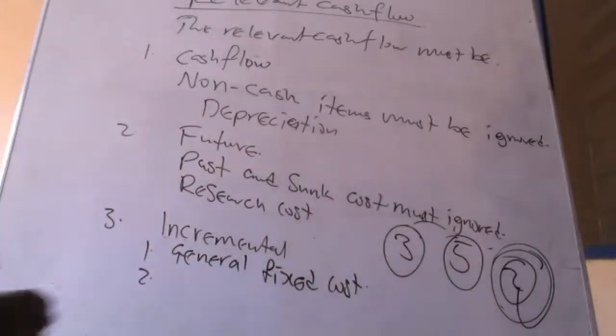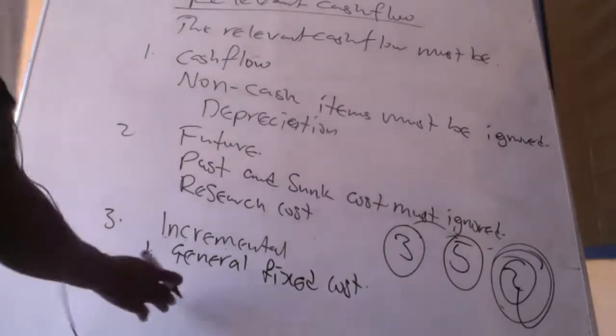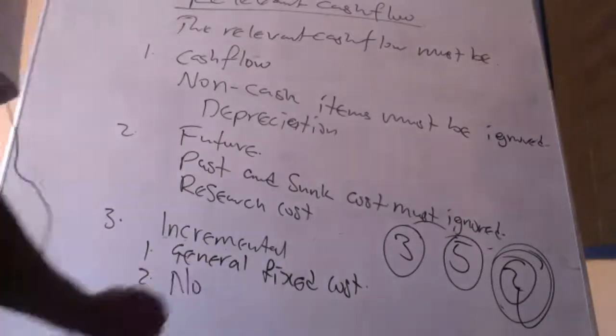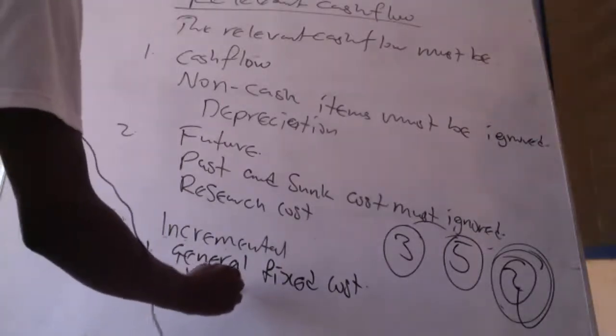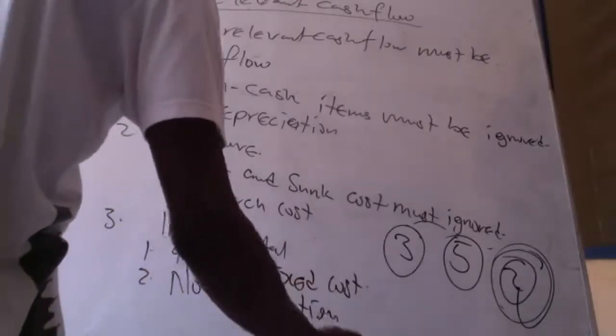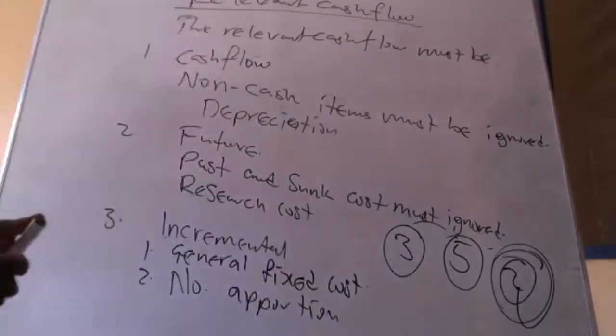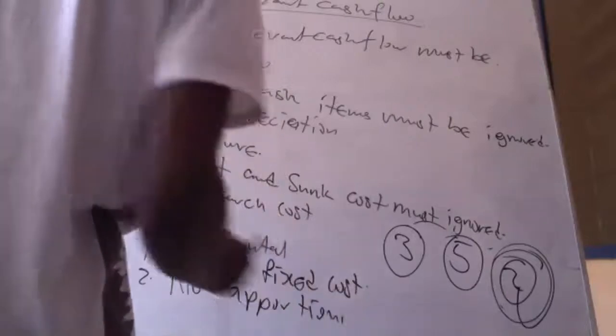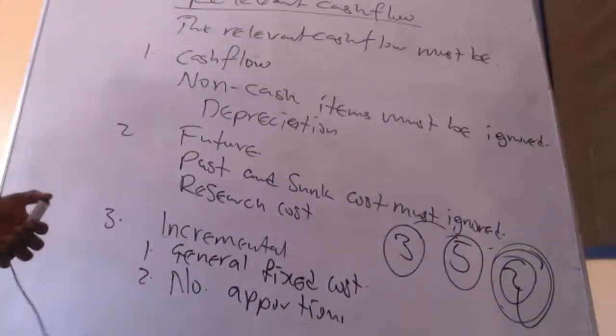Two, apportioned overheads must be ignored. We don't apportion any overheads. So no what? Apportionment of overheads. No apportionment. Overhead apportionment must be ignored. No apportionment of overheads. Good. Let's put it this way.